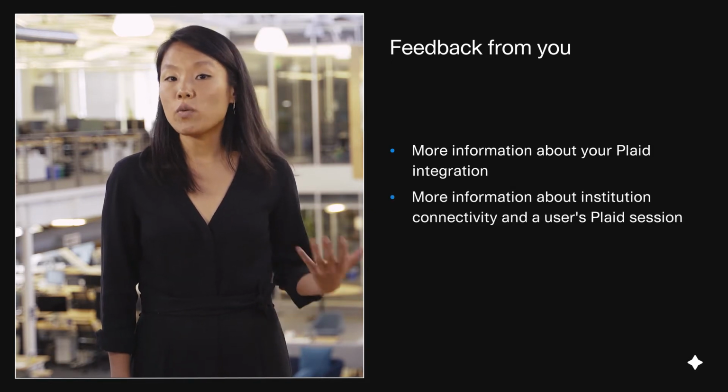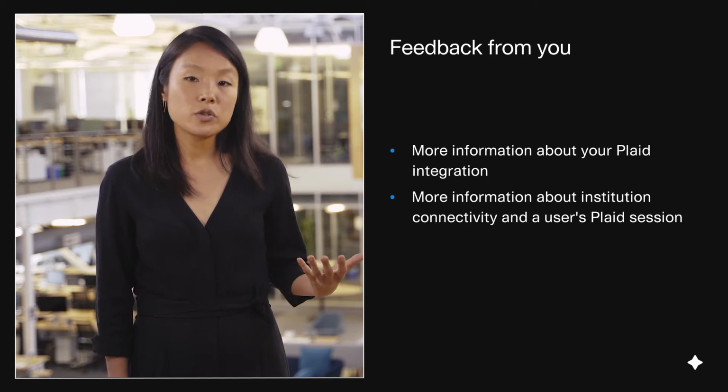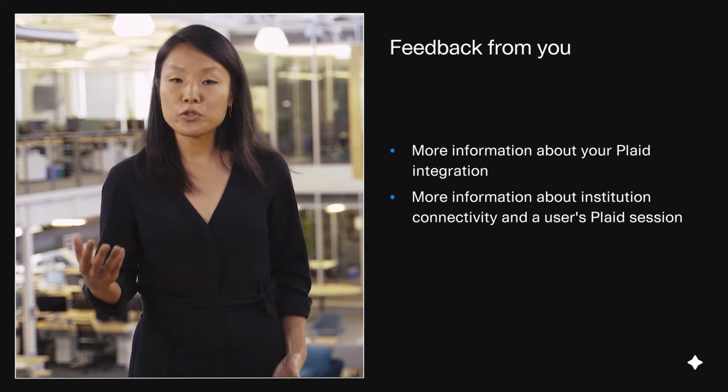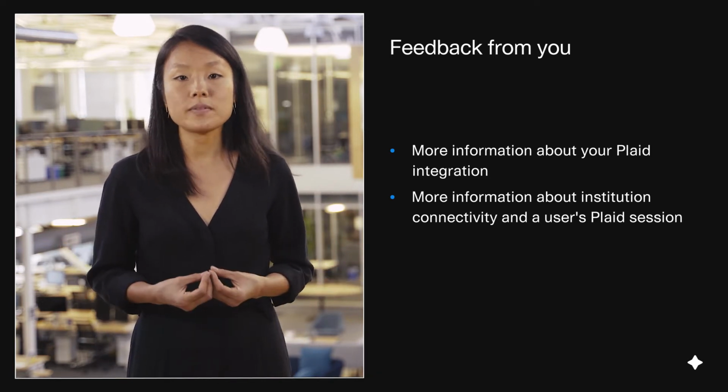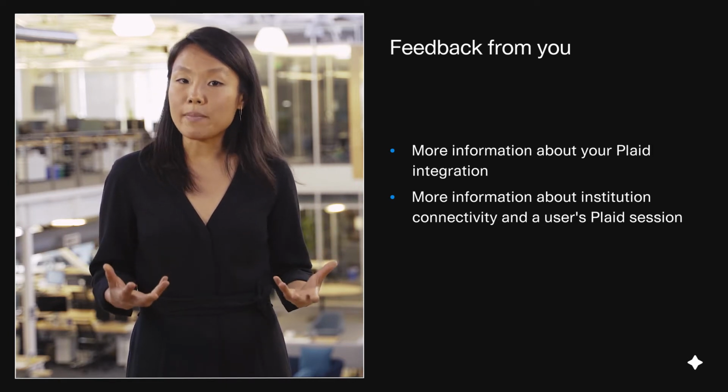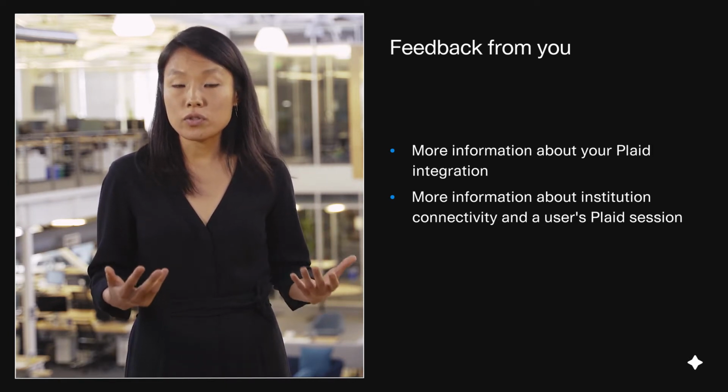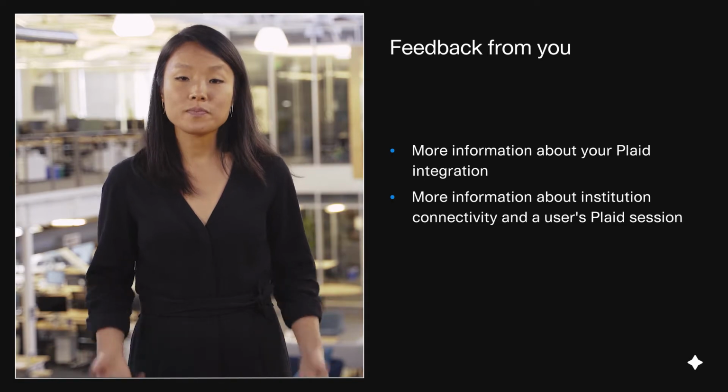We heard that you want information about an institution's connectivity and a user's Plaid session all at your fingertips, so that you can figure out what happened and the solution to the user's issue all on your own. We listened to your feedback and made improvements on both institution status on the developer dashboard and within Link to simplify how you support your users. Today, I'll be talking about these features, starting with improvements to status.